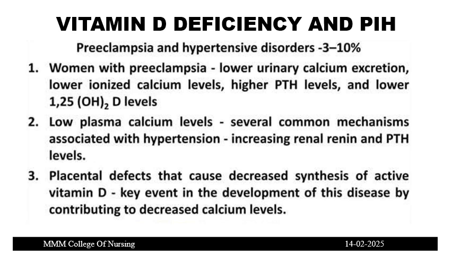So, see this vitamin D deficiency and PAH. Women with preeclampsia had lower urinary calcium excretion, lower ionized calcium levels, higher parathyroid hormone levels, and lower 1,25 dihydroxy levels, which is the active form of vitamin D. So, if there is preeclampsia, where the mother has hypertension during pregnancy, there is a lower active form of vitamin D and lower plasma calcium levels. It leads to several common mechanisms associated with hypertension, mainly the renal renin mechanism is also affected, and parathyroid hormone levels are also affected.